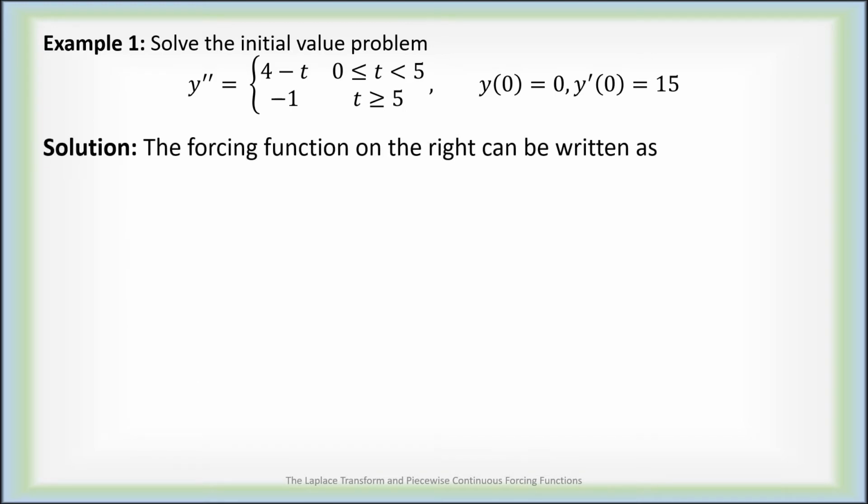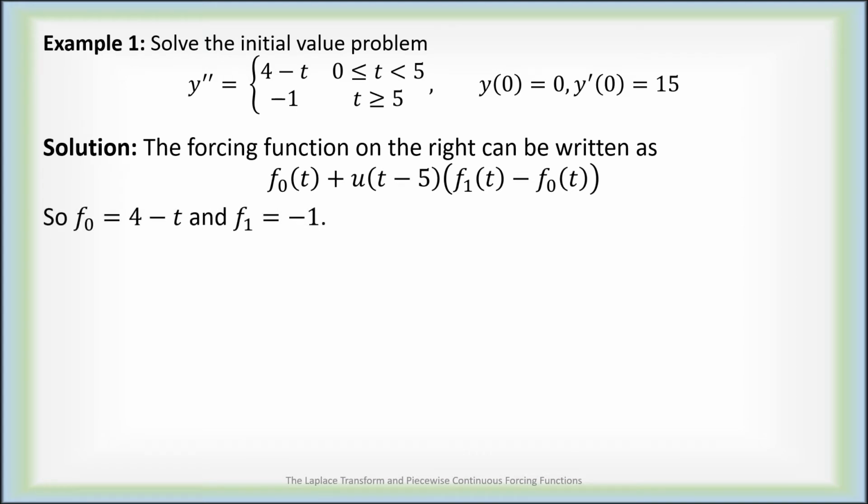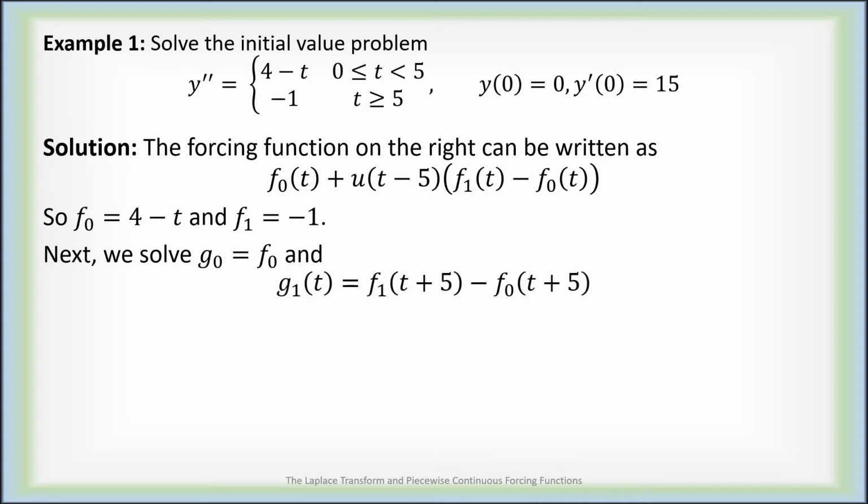Now the forcing function on the right is first written like this. f0 is the first piece, that's 4 minus t, and f1 is the second piece, which is minus 1. So what we do is we define our functions g. We start off by letting g0 just be equal to f0, that's 4 minus t. And then, according to the formula introduced earlier, g1 of t is f1 of t plus 5 minus f0 of t plus 5. The 5 comes from the time at which the next function is introduced.